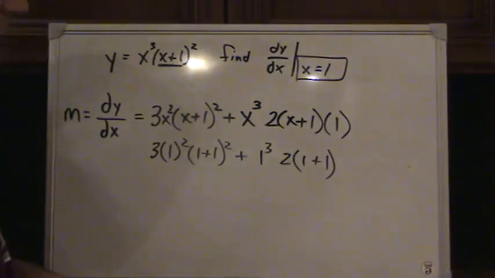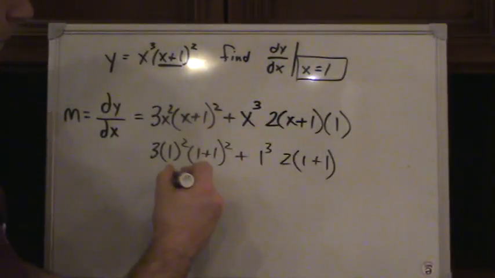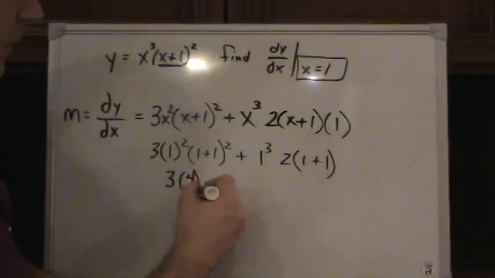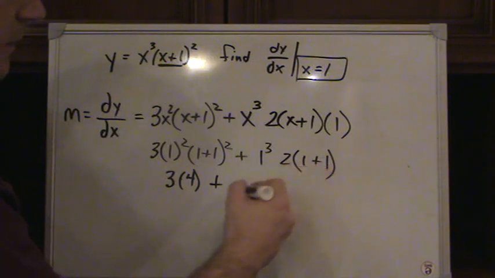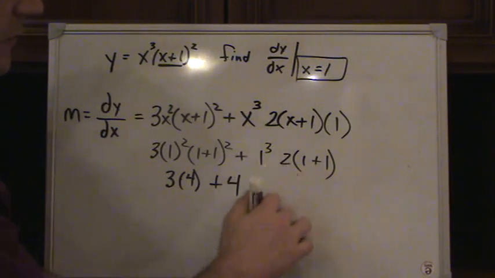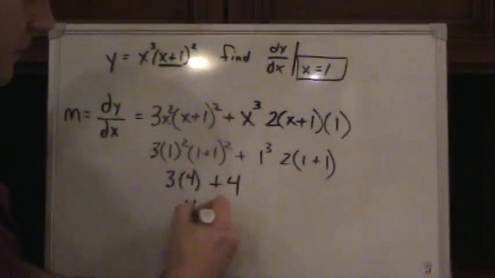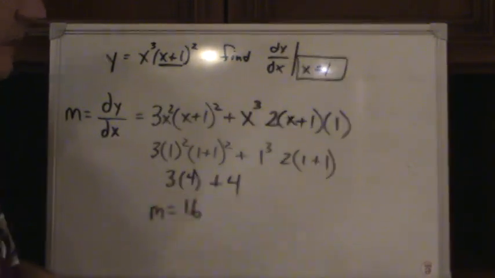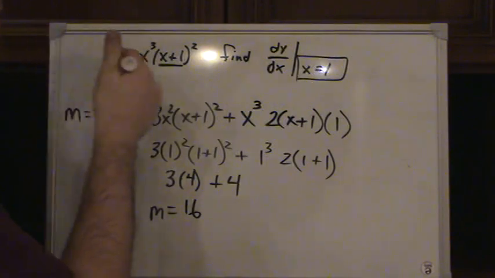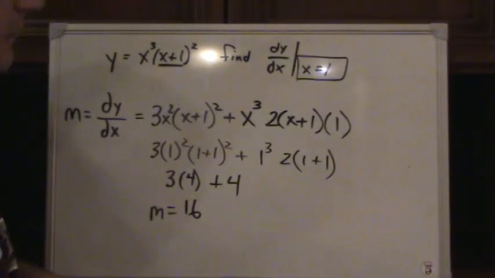Okay, you do your math with that problem. You're left with 3 times 4 plus 4. Everybody agree? 1 plus 1 is 2, 2 times 2 is 4. Okay, you do this, you get 16. So m equals 16. Now, we found the slope of the tangent line. It's going to be crossing this function at x equals 1.